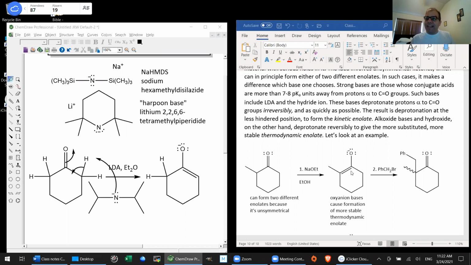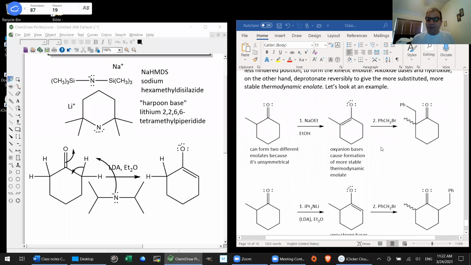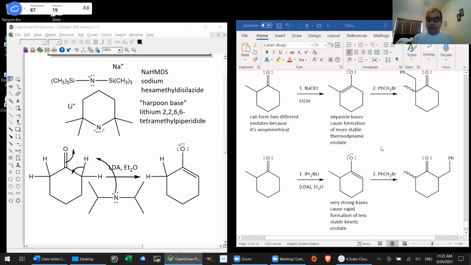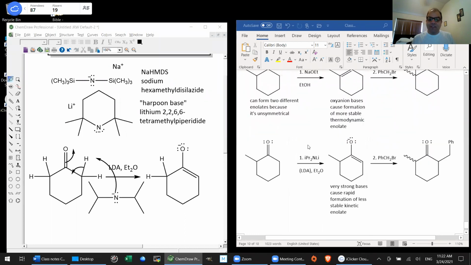What if you wanted to get the other enolate, the kinetic enolate? That's where these really strong bases like sodium HMDS or LDA or even sodium hydride come in. So let's say we did that. Here we have our LDA. Let's say we treated this. Remember, iPr is short for isopropyl, so you can write LDA like that if you want to.